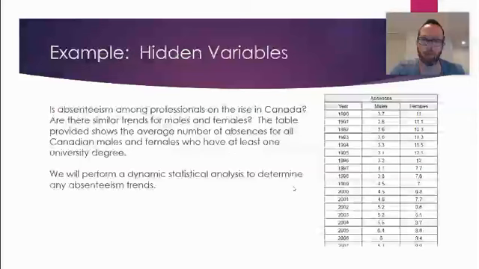All right, let's go to our second example, and it's going to be about hidden variables. An interesting question: is absenteeism among professionals on the rise? Here we have data from 1990 to 2012 in our spreadsheet, for males and females as well. This shows the average number of absences for Canadian males and females who have at least one university degree. We're going to try to determine any trends we can see by doing a dynamic statistical analysis.